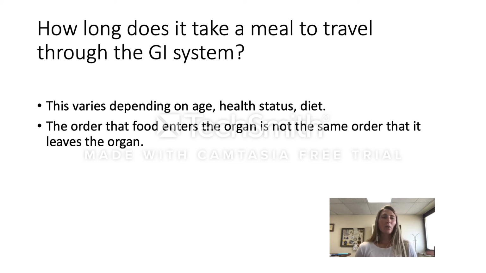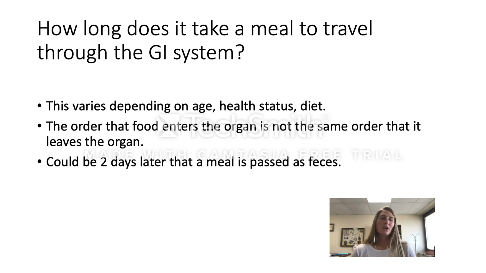And the order in which we eat a food is not necessarily the same order in which the food leaves an organ. Through all of the mixing and churning that happens in the stomach and the small intestine, food is mixed around so that the ice cream I ate at the end of my meal at Freddy's may be the leader in terms of entering the large intestine as digestion goes on. So it could be 2 days later that a meal is passed as feces. It can range, on average, anywhere from 24 to 60 hours.